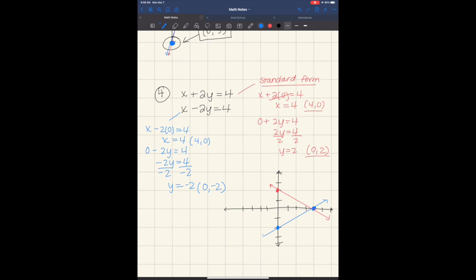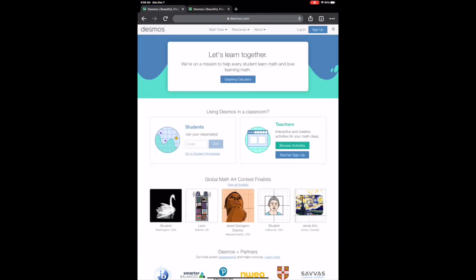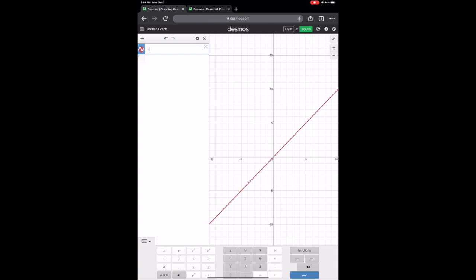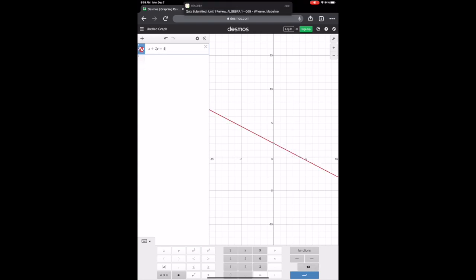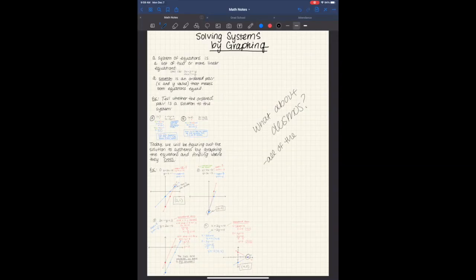Now, if you guys remember, when we're graphing, we have a tool that we can use since we're doing online school. We can use Desmos.com. So I'm going to show you guys that all of these problems can be done on Desmos. So type in Desmos.com, go to the graphing calculator, and then you type in both equations. So we're going to do that last example. So x plus 2y equals 4, and x minus 2y equals 4. And then we can see that they cross at 4, 0. It even tells you the coordinate.